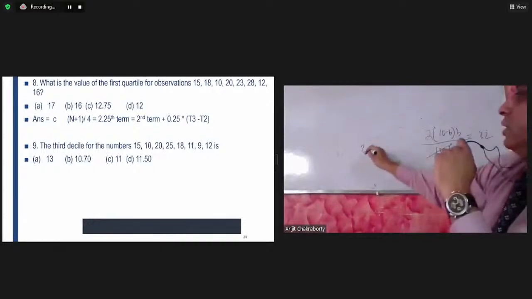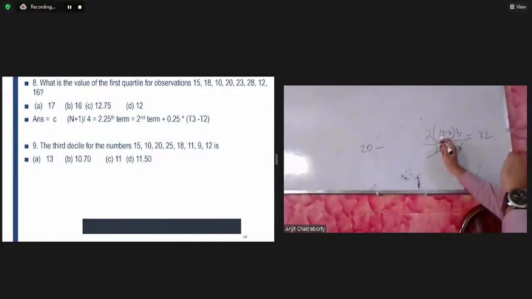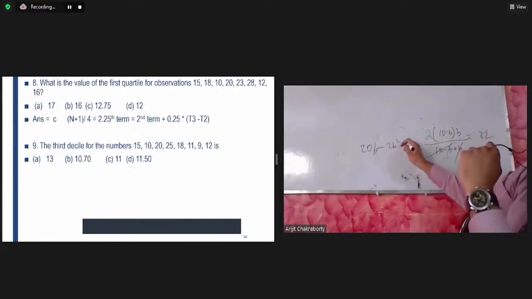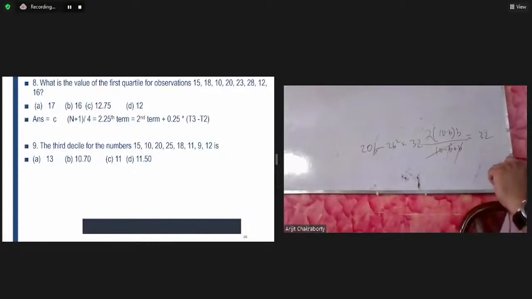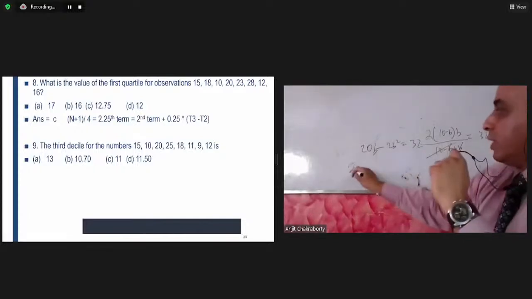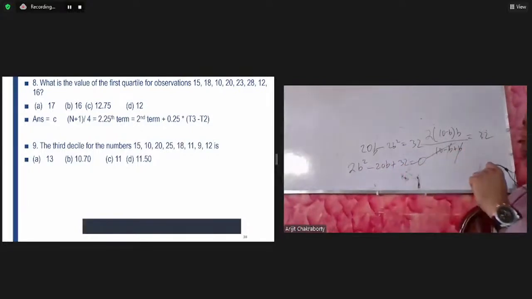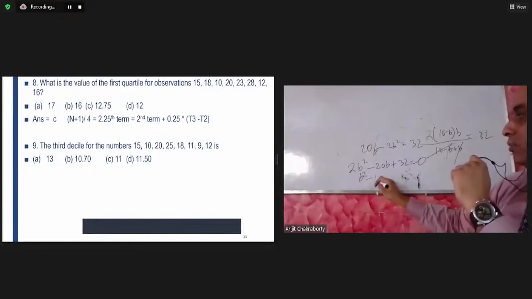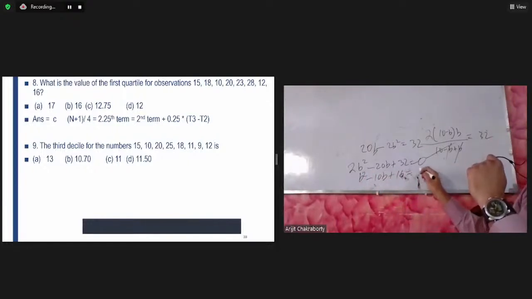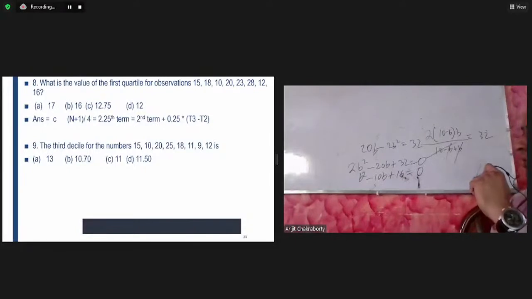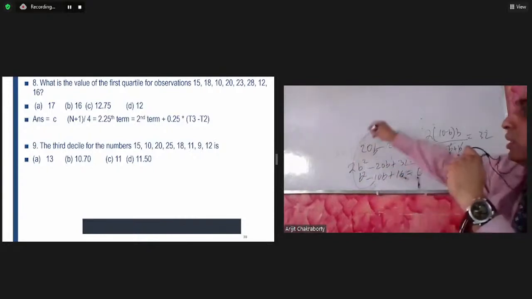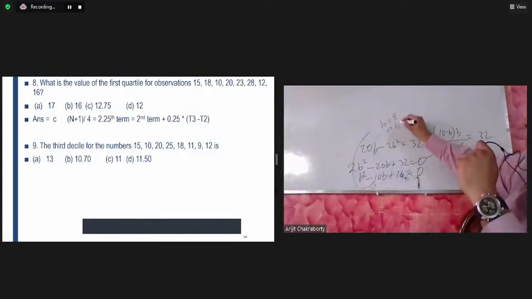So I'm getting 20B minus 2B square, equal to 32. So if I transpose, I am getting 2B square minus 20B plus 32 equal to 0. If I take 2 common, I am getting B square minus 10B plus 16 equal to 0. So this will be equal to B minus 8 and B minus 2. So B can be either 8 or B can be 2.